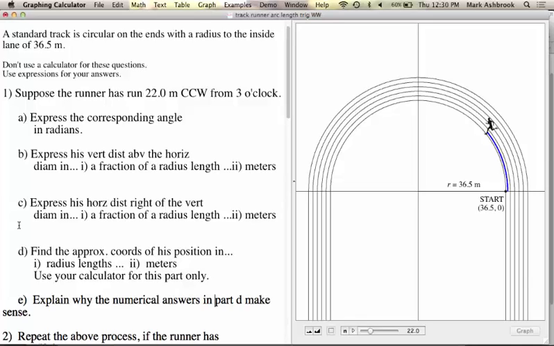Got some leftover quizzes to return. Christian, Mohammed, Khalid. Good. Marcelo.